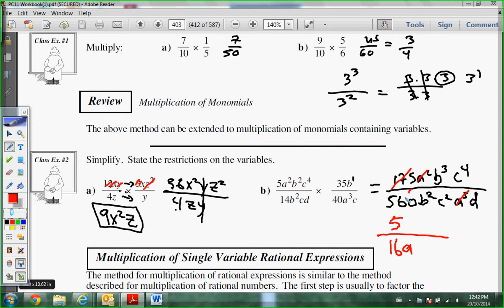We did that. b cubed over b squared, so 3 minus 2 is 1. So I have a 1 b on top. And then c to the 4 over c squared gives me a c squared on top. And lastly, this d is just left where it was. So you have 15bc squared over 16ad. That's the simplification. Yeah, Zach?